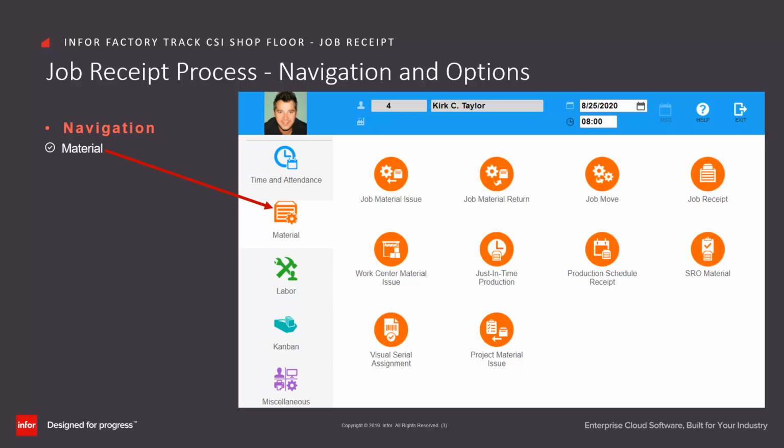To start the job receipt process, from the Factory Track Shop Floor's Work Center navigation homepage, click on the Material Category Group menu. Then click on the Job Receipt icon. Note that the order of the features within the Material menu is configurable.